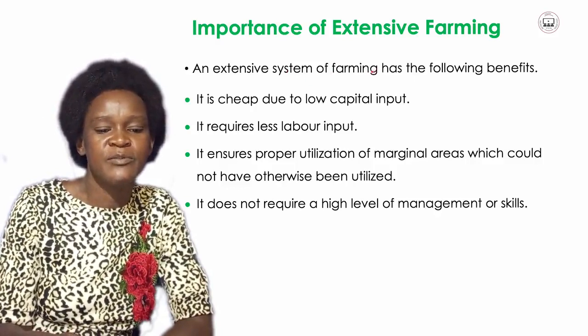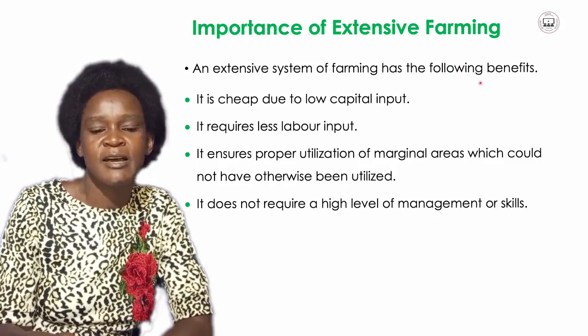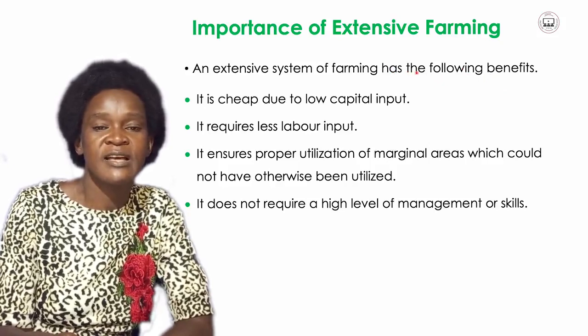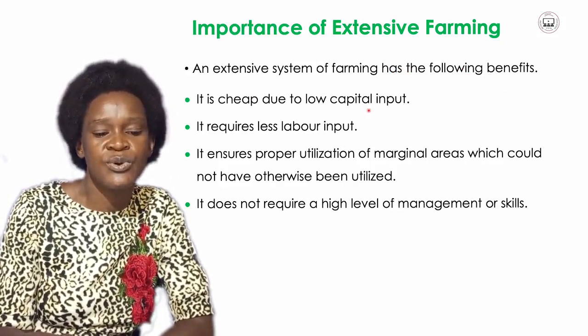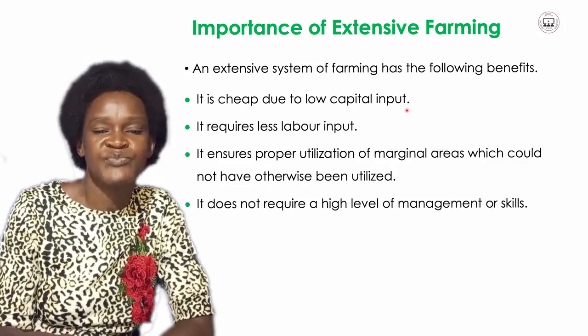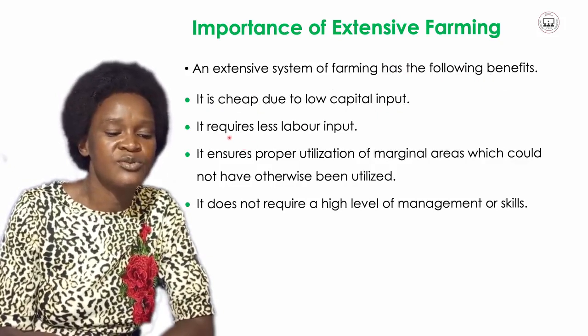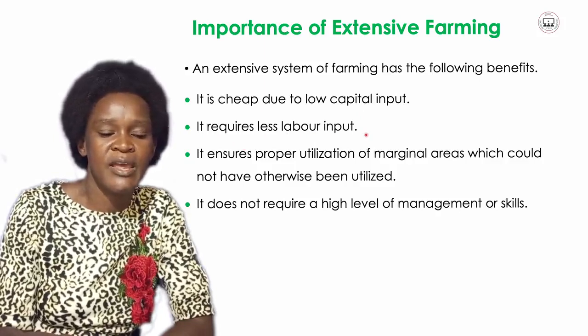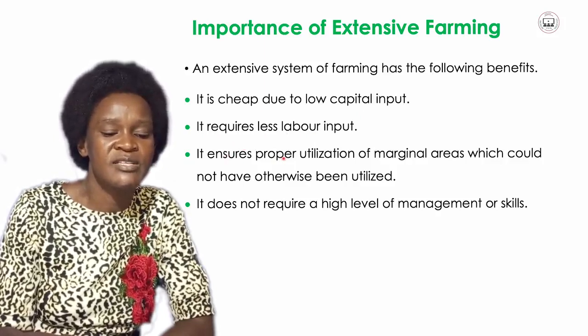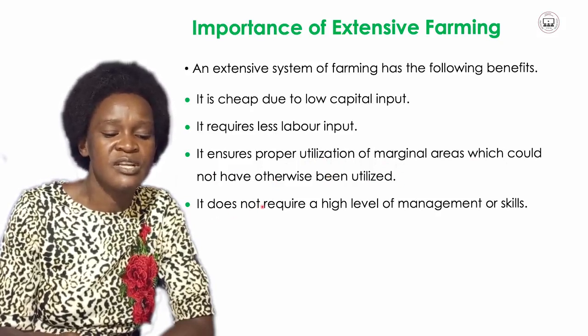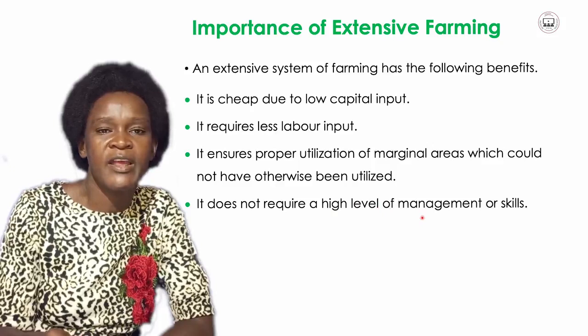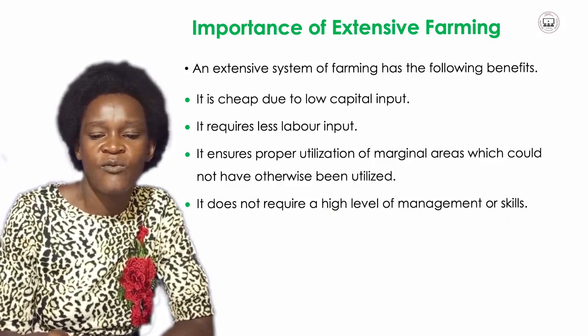Now let us look at the general importance of extensive farming systems. An extensive farming system has some benefits, and the following are some of them. Number one, it is cheap due to low capital input, and also it requires less labor input. It ensures proper utilization of marginal areas which could not have otherwise been utilized. It also does not require a high level of management skills.